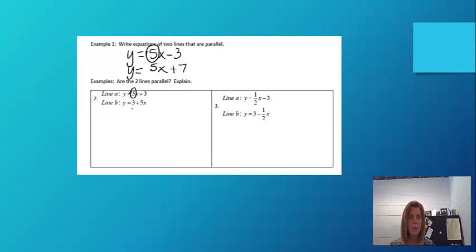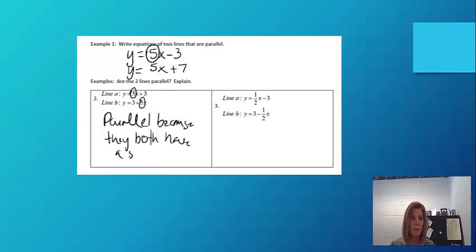And then my second example, even though it's written backwards, 5 is with the x. So 5 is also the slope. So they do have the same slope. So I'm going to say parallel. And then I'm going to say because they both have a slope of 5.